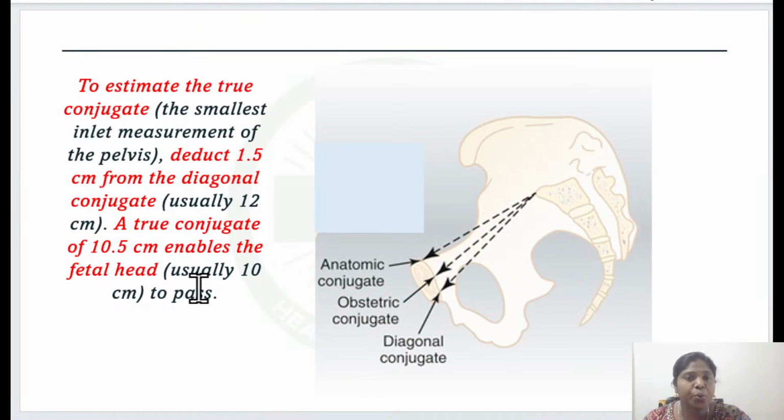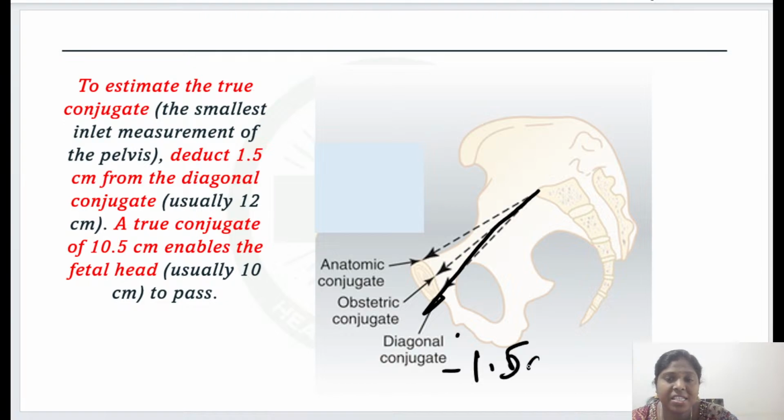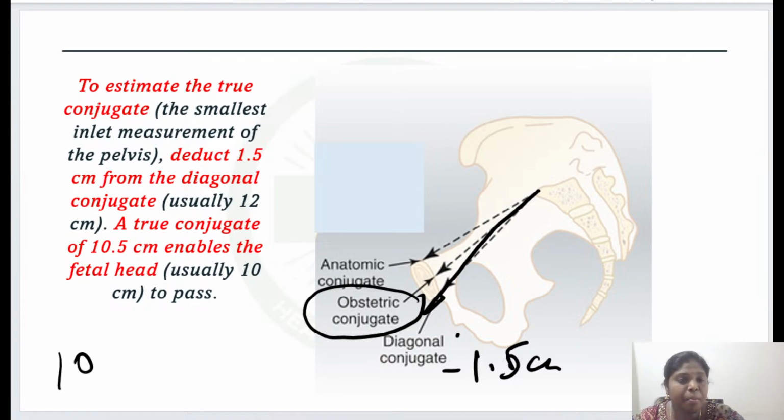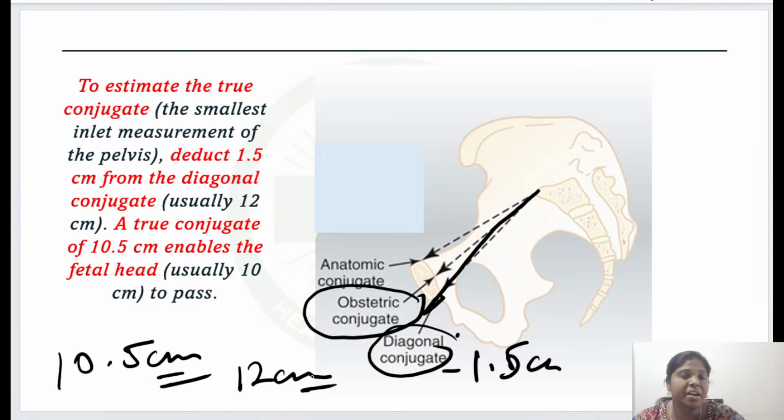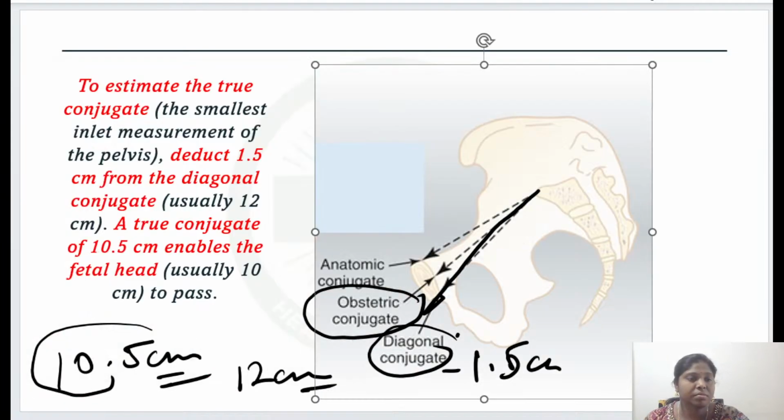To estimate the true conjugate, we must deduct 1.5 centimeters from the diagonal conjugate. Whatever the centimeters are there for the diagonal conjugate, if you minus 1.5 centimeters, you are going to get the measurement for this obstetric conjugate. So, a true conjugate will be around 10.5 centimeters. The diagonal conjugate is almost 12 centimeters, so if we subtract 1.5 from this 12 centimeters, we will get 10.5 centimeters.